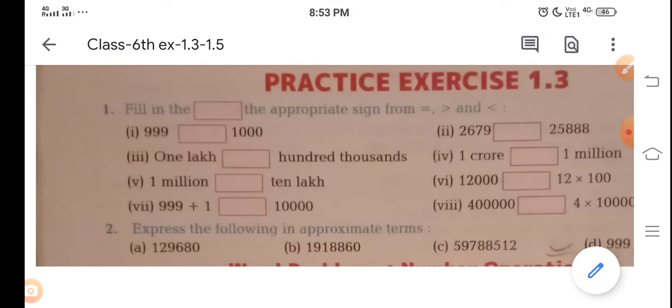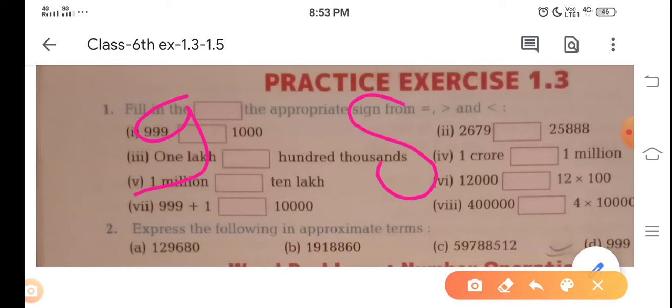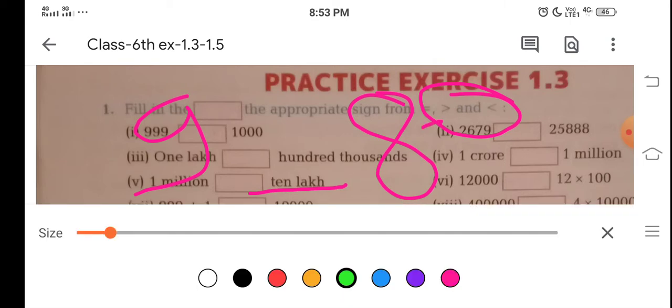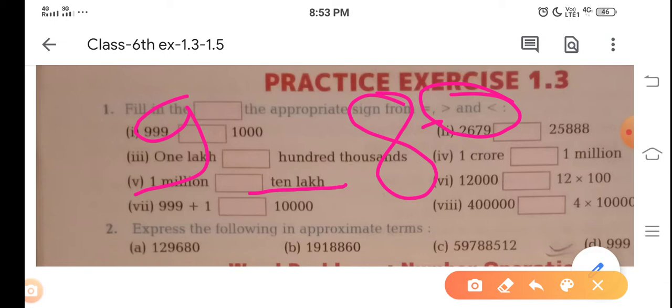Comparison means, for example, here 9 and here 8. That is the comparison of numbers you read in classes 1, 2, 3, 4, 5 and so on. You also know the signs: is equal to, is greater than, and is less than.